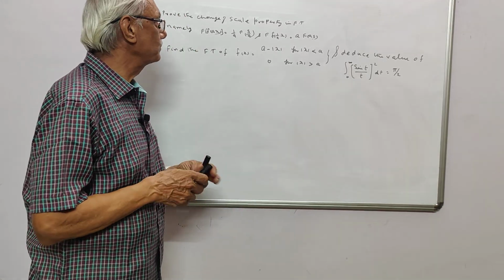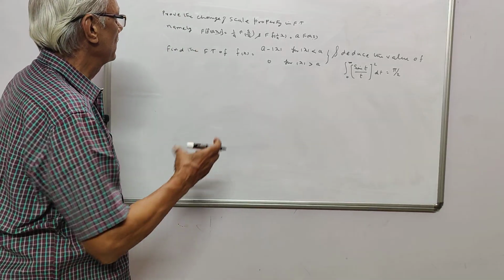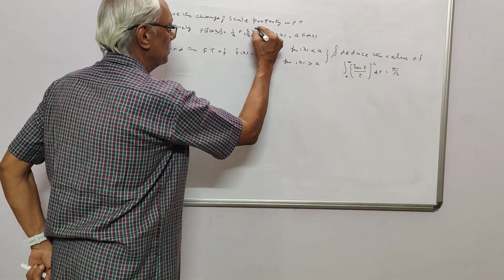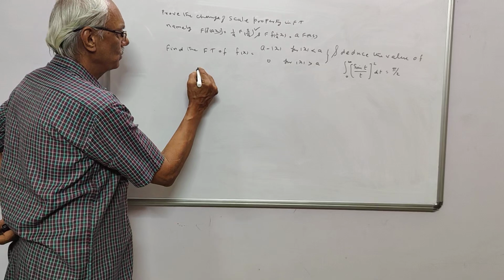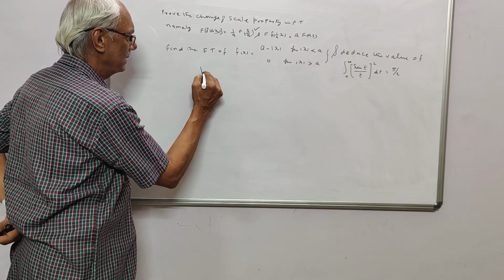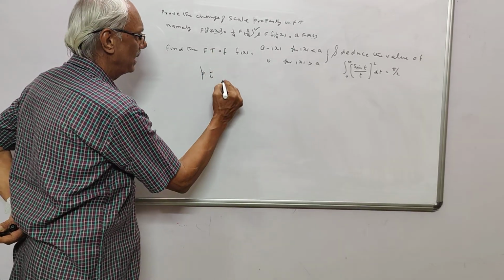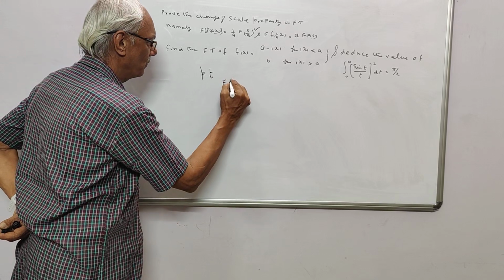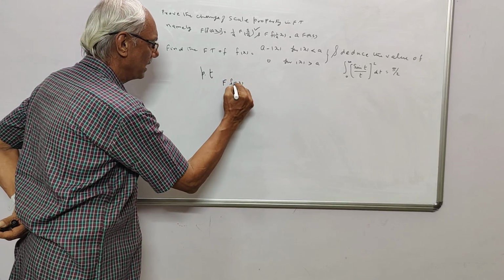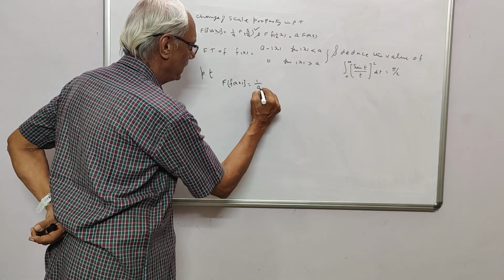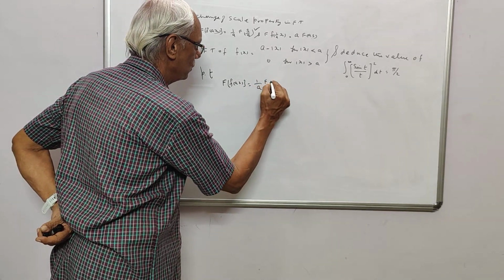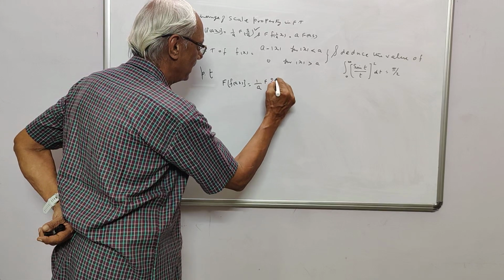Okay, now here we have got this property, let me prove. What is this property? You are asked to prove that F of f(ax) is equal to 1 by a into F of s by a.